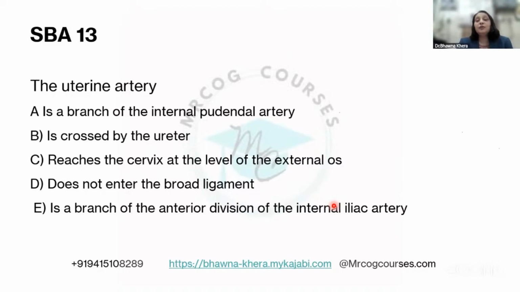So how do you remember the relationship of uterine artery and the ureter? Water under the bridge. So water always goes below the vessel. Water under the bridge. So uterine artery is at the top and water goes below it. So uterine artery is not crossed by the ureter. Uterine artery crosses the ureter. So B is wrong.